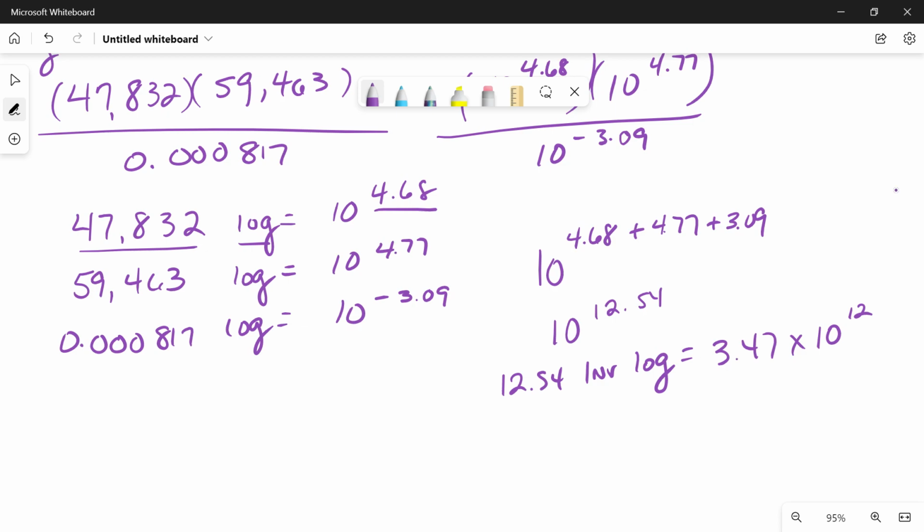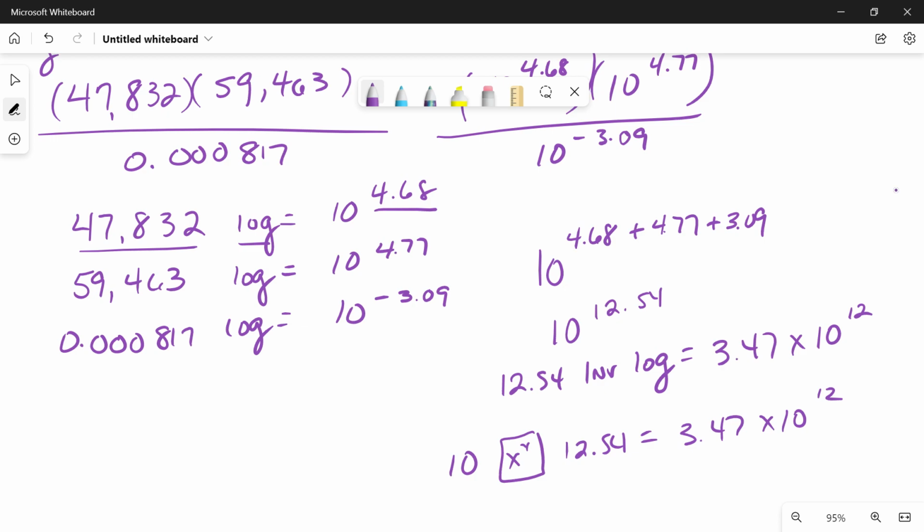Or you could have done 10, and then you'd have a key that says x to the y, and then keyed in 12.54, and that should also give you 3.47 times 10 to the 12th. But that's how we can use this to actually do some work. Why do we want to be able to change these things like this? Why would we want to do it? So we can take any number and change it into 10 raised to some exponent, and then we can just work with the exponents, and the math is a little simpler there.